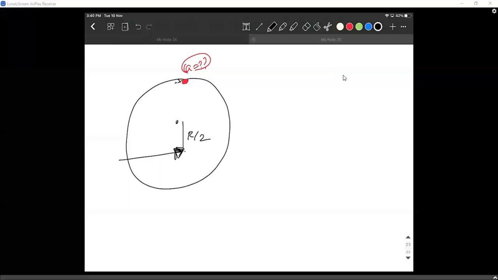Just remember that we are dealing with a linear acceleration and an angular acceleration problem. So you just write the linear equation and then the angular equation, and that's all.